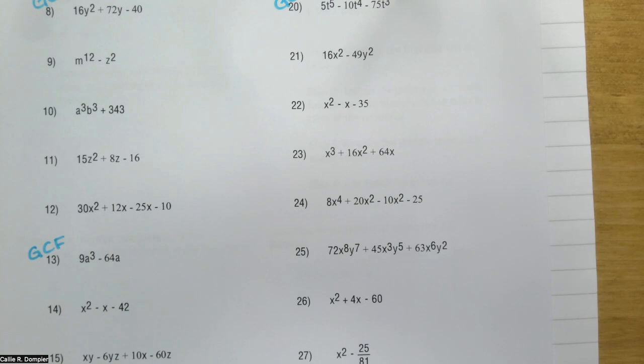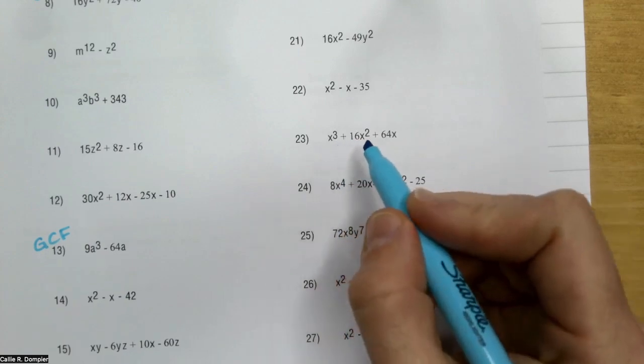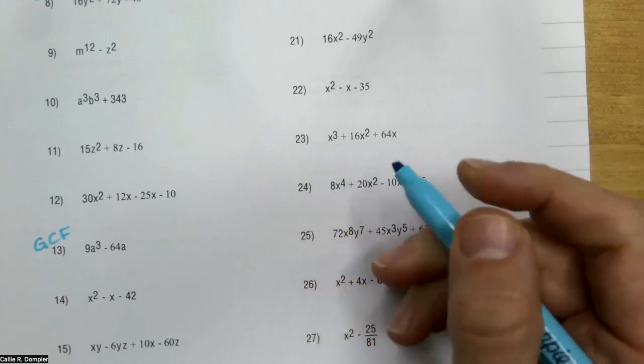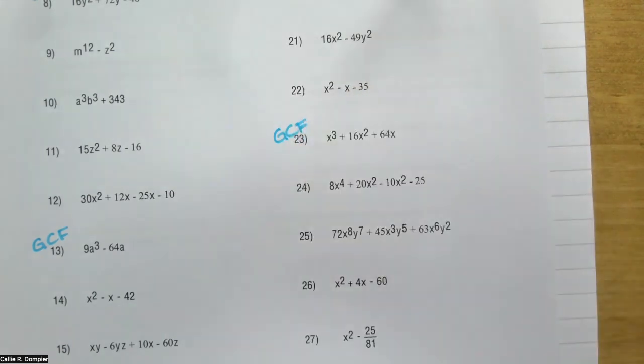Number 22, x squared minus x minus 35. I can't divide anything out of that one. Number 23, x cubed plus 16x squared plus 64x. I can take out an x, right?